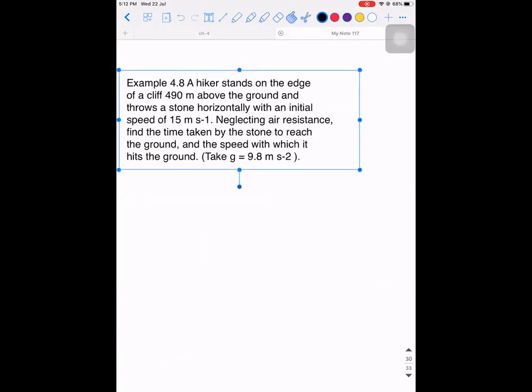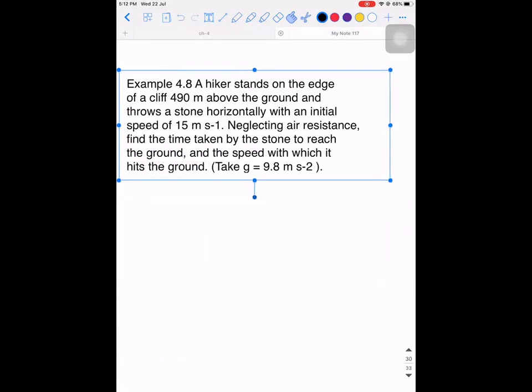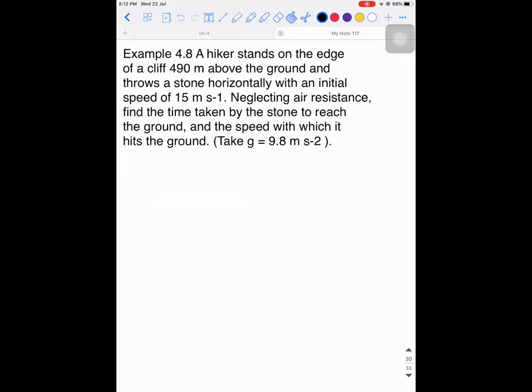So there is a hiker who is standing on the edge of a cliff of height 490 meters, right? Let's try to visualize it diagrammatically. Mark this as an important problem. There is a cliff of height 490 meters and he throws a stone horizontally with an initial velocity of 15 meters per second. Horizontally means, what is the angle of projection with respect to the x-axis?